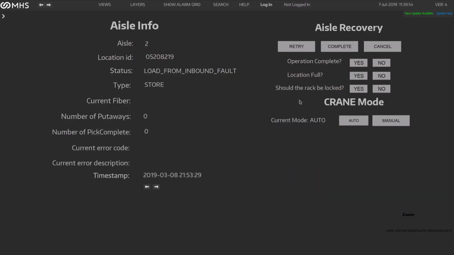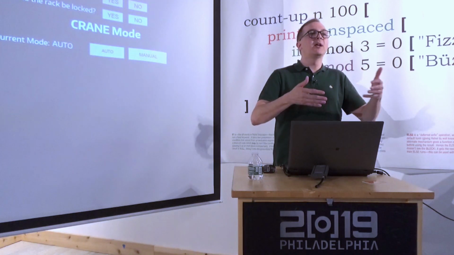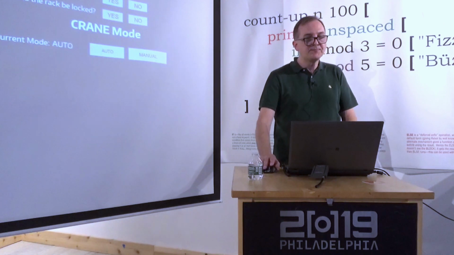But you can kind of tell from here the aisle info, where is it at, what is it currently doing, and then here is a recovery area. I don't think this shows up when everything's working properly, but when there's an error, you can help guide the crane through the error recovery process.